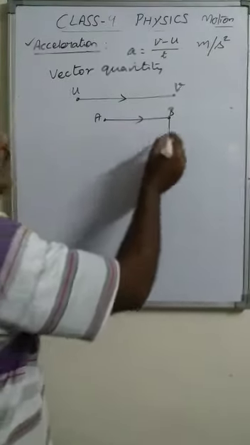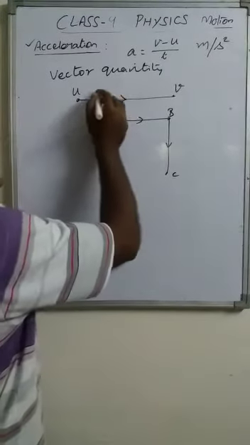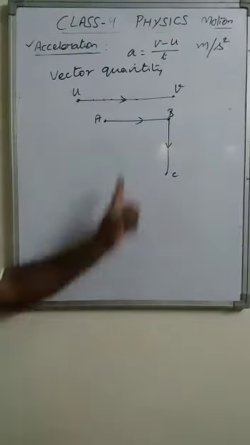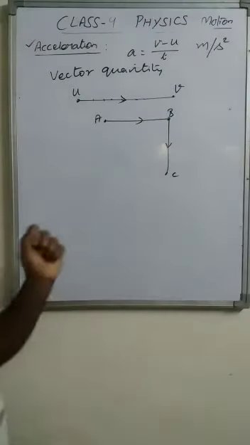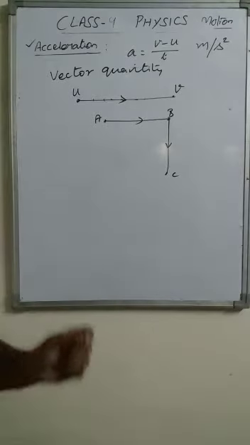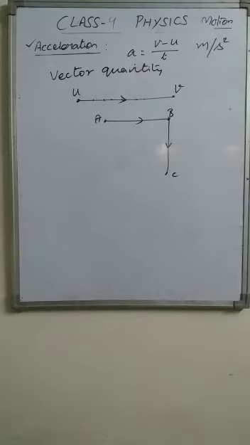Now in this case also the velocity is changing. Here, the velocity is changing continuously in the same direction. In this, the direction is changing. Now what is the direction of acceleration? The direction of acceleration is always along the direction of change in velocity.